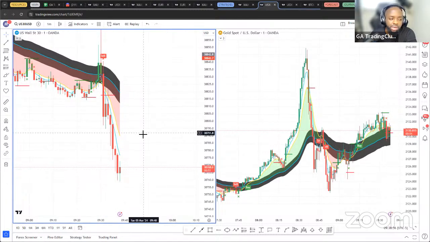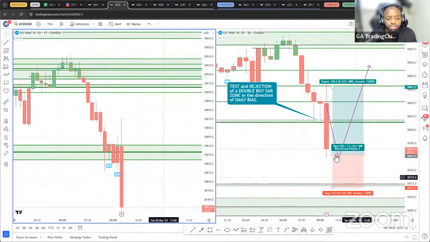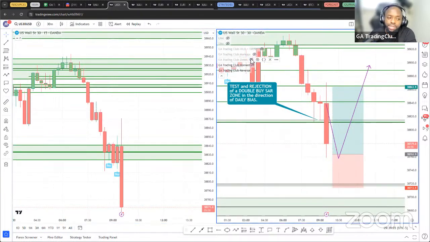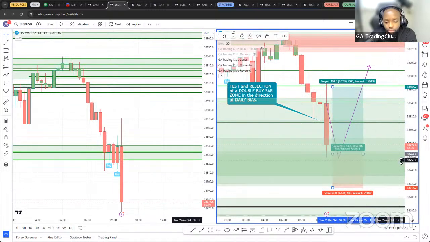So US 30 can keep dropping as much as it wants. That's even better because we know it's going to pick up, and you can see the area it's rejecting from now. If you want to enter on impulse, yes, that's an area you would have entered. But for me, I'm waiting for that 1-minute confirmation. But you can see it's coming to our zone.